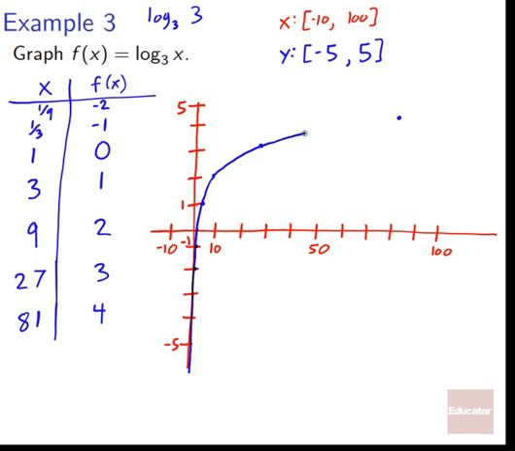And as it grows more and more, it slows down because it has to go even farther out to be able to get any growth. So it slows down the farther out it gets. And we've graphed log base 3 of x.